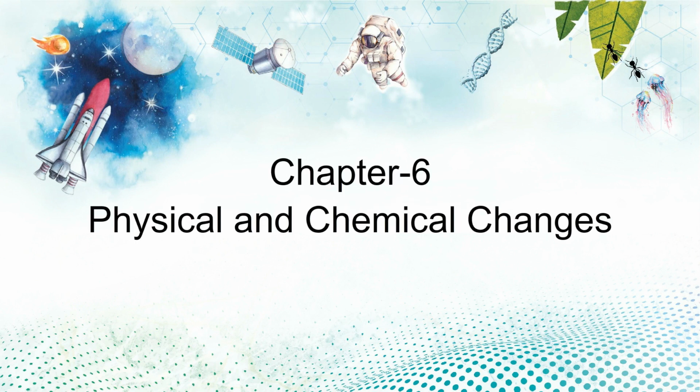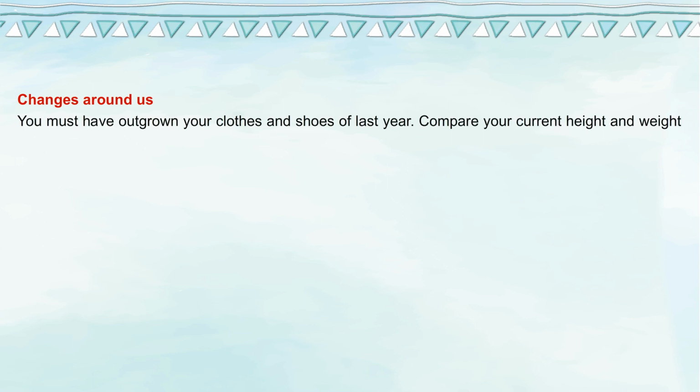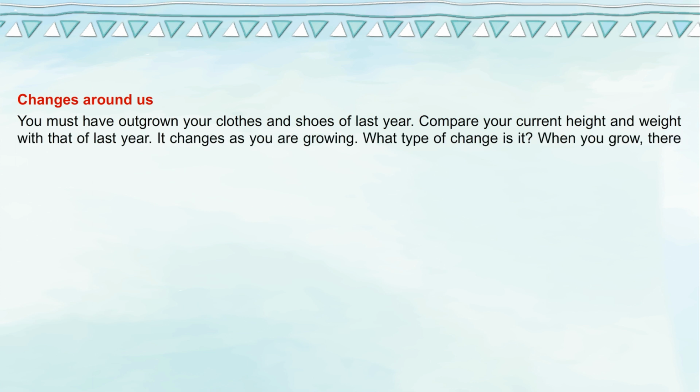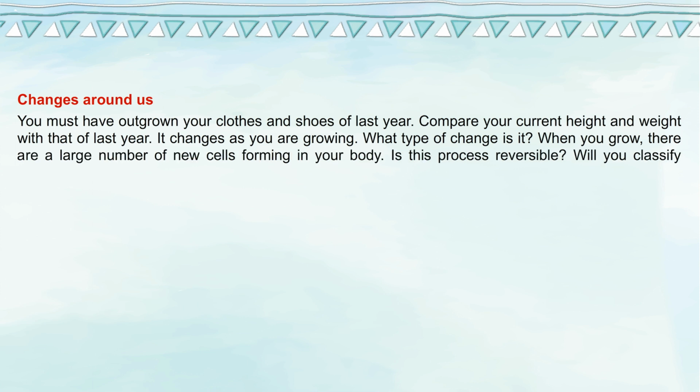Chapter 6: Physical and Chemical Changes. Changes around us. You must have outgrown your clothes and shoes of last year. Compare your current height and weight with that of last year. It changes as you are growing. What type of change is it? When you grow, there are a large number of new cells forming in your body. Is this process reversible? Will you classify growth as a physical change or a chemical change?